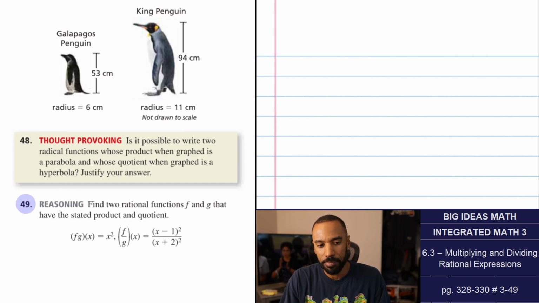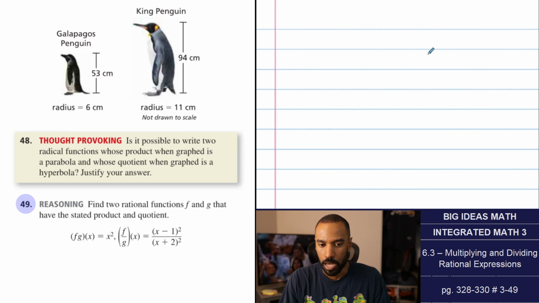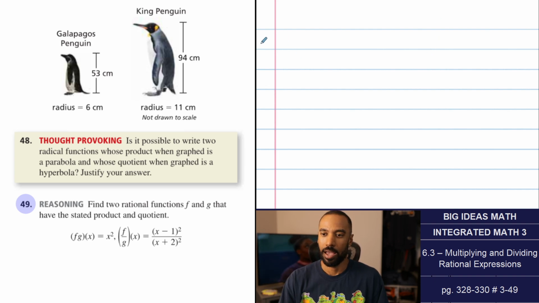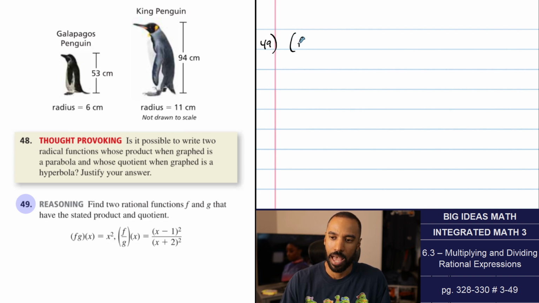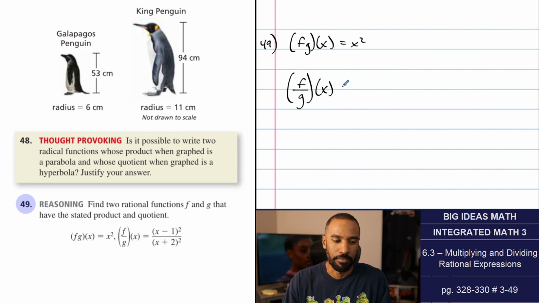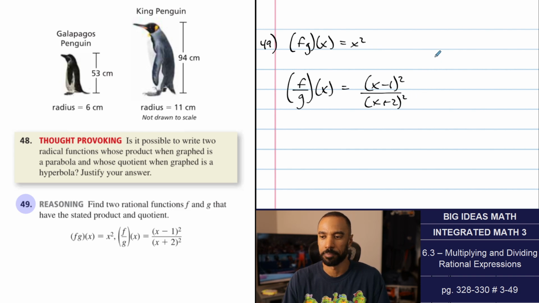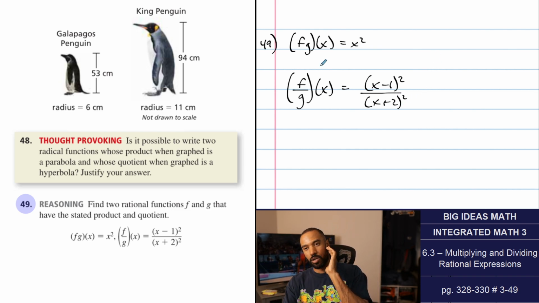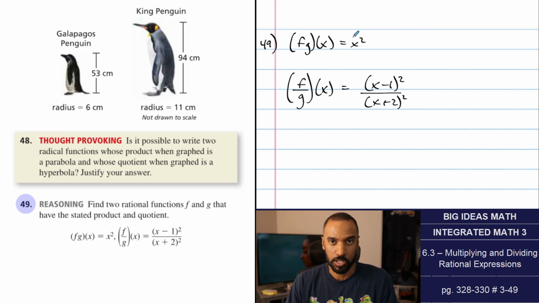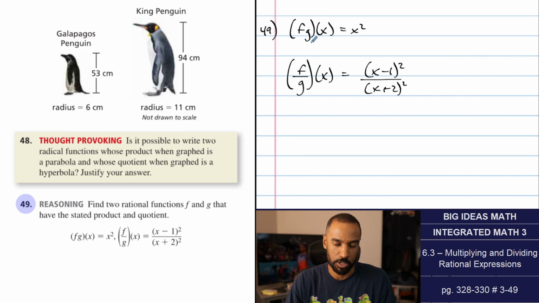Number 49, reasoning. Find two rational functions f and g that have the stated product and quotient. How about the one we just did? All right, so in 49, f times g of x equals x squared. That could be anything. F divided by g of x equals x minus 1 squared over x plus 2 squared. This x squared is obviously two x's that multiply, but it could have the x minus 1's cancel. Remember, f times g of x means f of x times g of x.